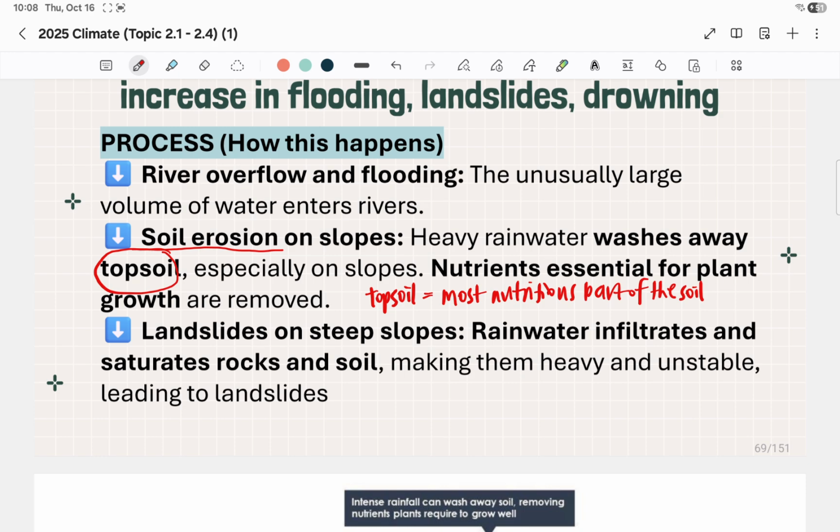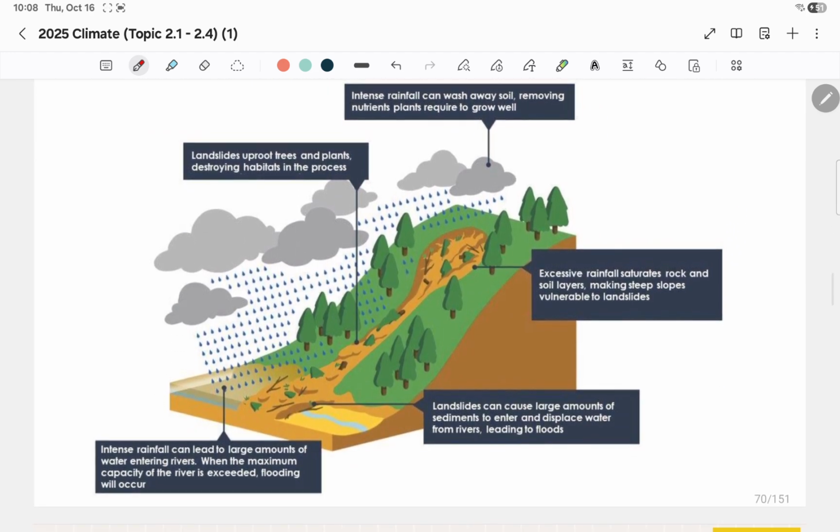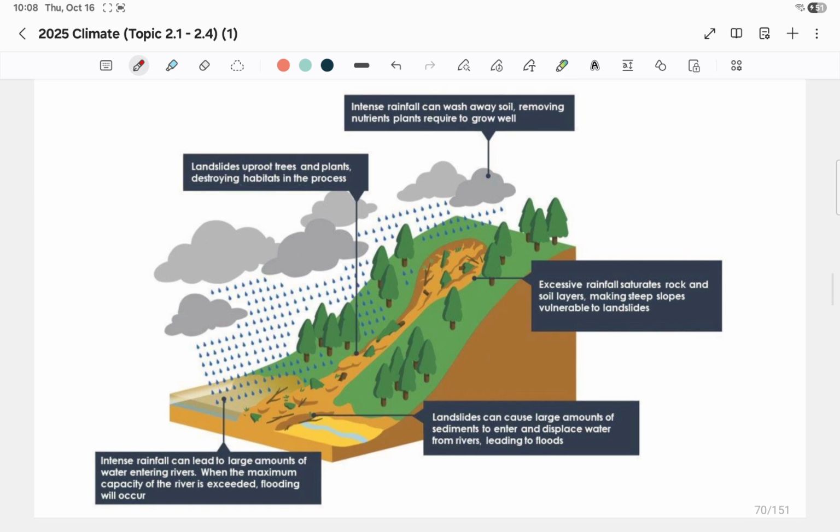Then we also have landslides. If you are having higher rainfall on very, very steep slopes, when these steep slopes are no longer stable, it leads to landslides. Alright, there's this picture in your SLS that is quite helpful. You can refer to this picture, you can take a screenshot if you need to. This makes it a bit easier for you to see the entire impact of higher rainfall on this location.